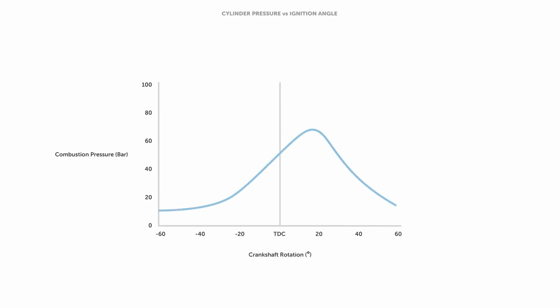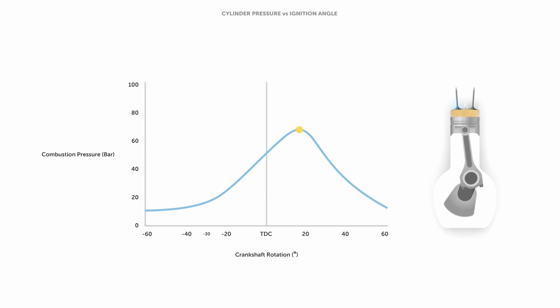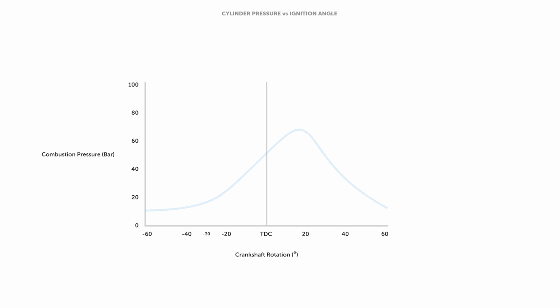Let's start by seeing what happens to the pressure in the cylinder if we have the ignition set correctly. In this instance, the correct ignition timing happens to be 30 degrees before top dead center. You can see that the pressure rises smoothly as the piston comes up past TDC before peaking at approximately 16 to 18 degrees after TDC. The pressure then smoothly decreases as the piston moves back down the bore and the volume in the cylinder continues to increase.